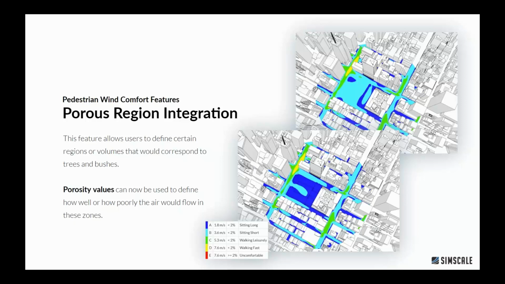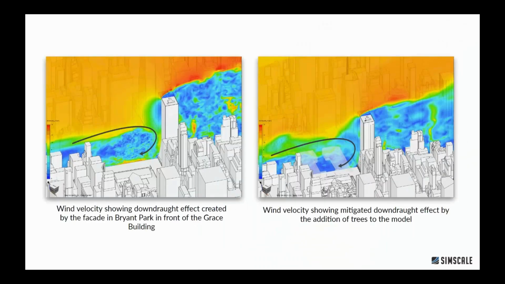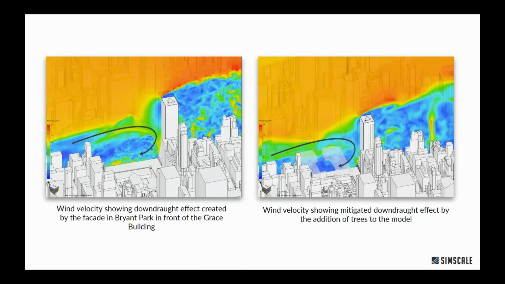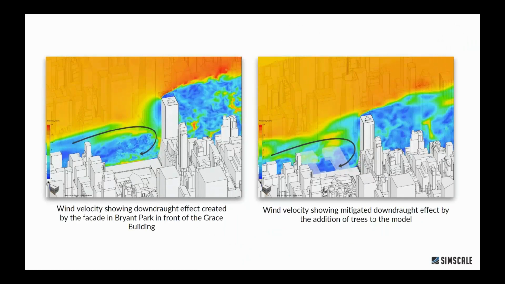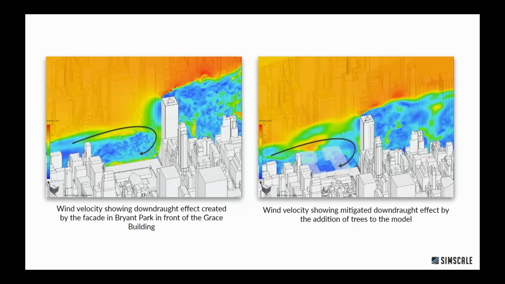Yes, so I'm referring now to a blog we did last week or 2 weeks ago, I think, where we simulated the wind in Bryant Park. So that's the area of New York where the Grace building is, and this is where our investors, main investors' offices are located. So we wanted to see with this porous region kind of analysis, what is the impact that the tree would have on the development of the flow in a certain region.